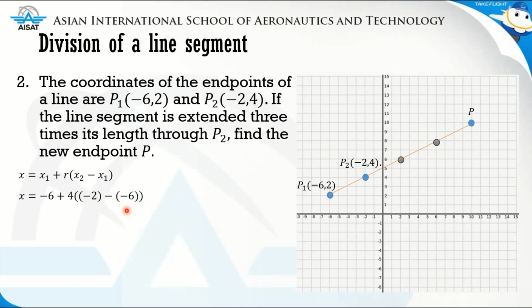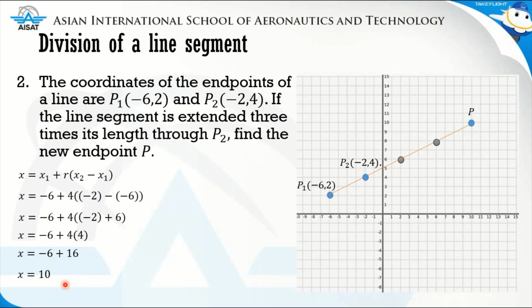So first is we have to simplify the value inside the parenthesis. So that is negative 2 plus 6. Now adding negative 2 and 6 will get positive 4. Now next is to multiply 4 by 4, that's 16. Adding negative 6 will get 10. So therefore, the x-coordinate of this point P is 10.